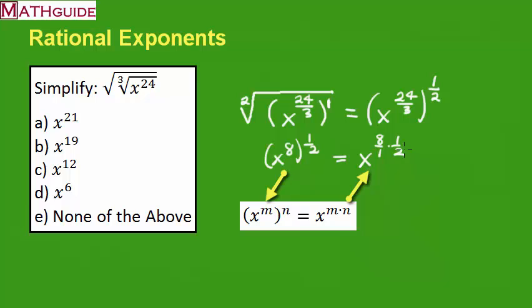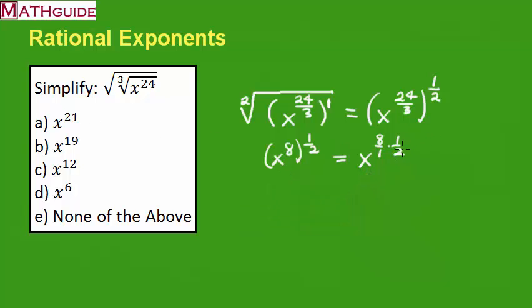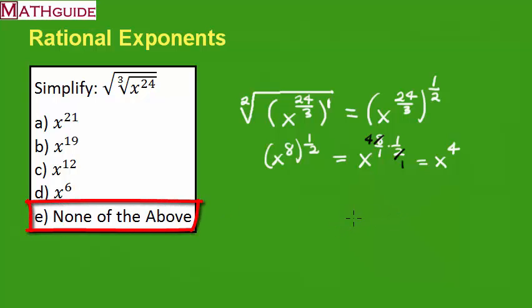Well, half of 8, if you do some canceling, meaning I'm going to divide this by 2, I'm going to divide this by 2, that's what I mean by canceling, of course. And what are we going to get? We're going to get x to the 4 over 1, or just plain old x to the 4th. So we can see that the answer is certainly not here. So we're going to choose E for none of the above. So the answer is x to the 4th, E, none of the above.